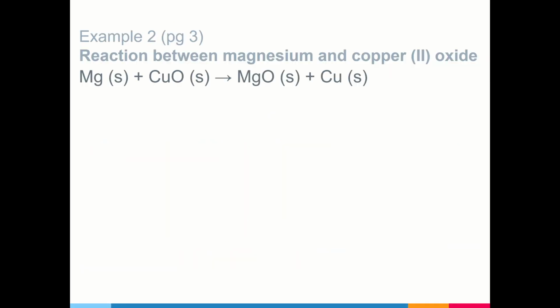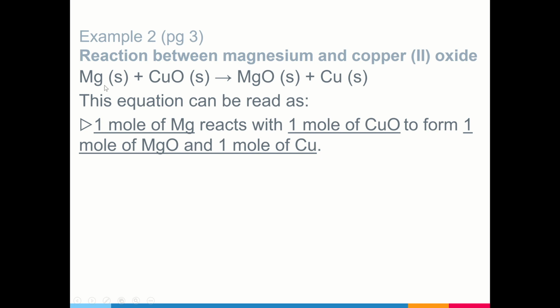Okay, let's take a look at another example. So in this case, we have magnesium in a solid state reacting with copper(II) oxide in a solid state. And in this reaction, it formed 1 unit of magnesium oxide and 1 unit of copper solid. So what is the mole ratio of this equation? So if you take a look at this equation, it's 1 unit of magnesium, 1 unit of copper(II) oxide. Okay, so we can see as 1 mole of magnesium reacting with 1 mole of copper(II) oxide. And in this reaction, 1 mole of magnesium oxide, 1 mole of copper is formed.